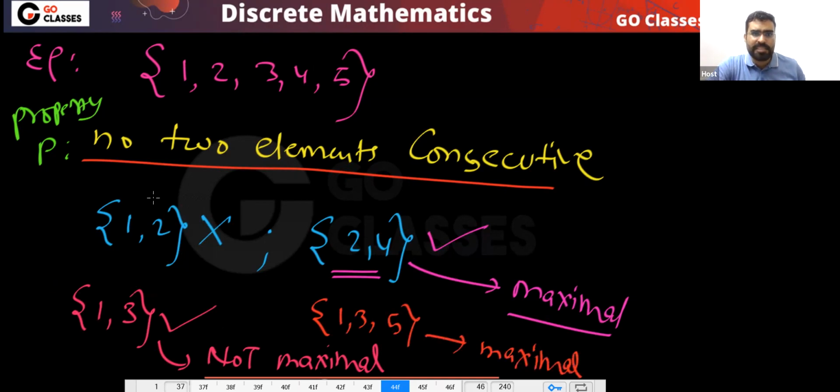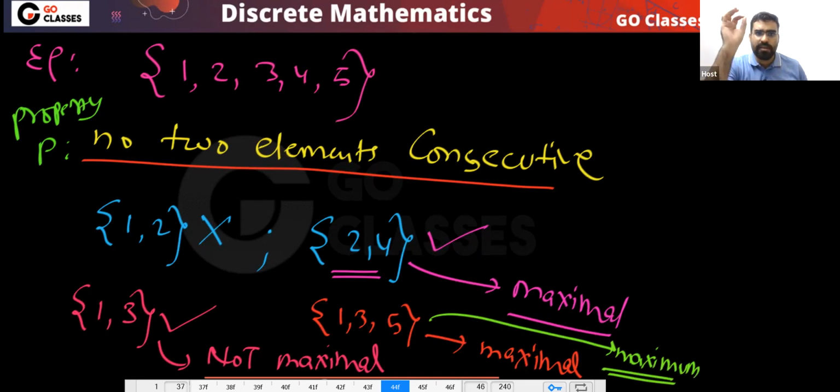And tell me, what is the maximum? With this property P, what is the maximum set you can create? This is the maximum set you can create with this property P. Yes or no? So is this clear?